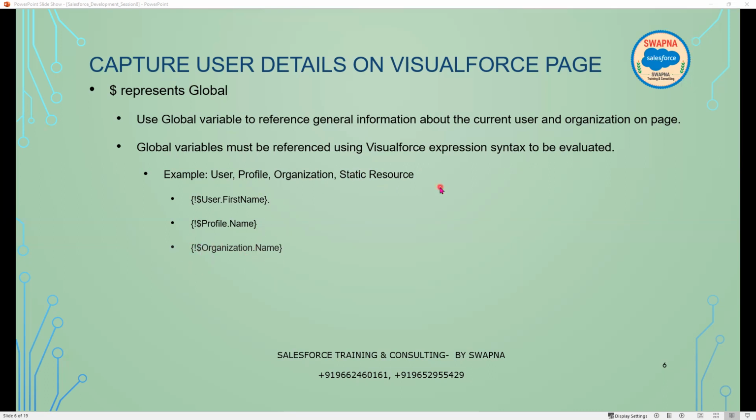Now, in case I want the static resource, then I'll use the dollar Resource, right? So if you want to refer to any global objects or global variables, then after the curly braces and exclamation, we have to start with a dollar. Dollar, and specify the object and then specify the field. Now take notes of it, then we will see the example.